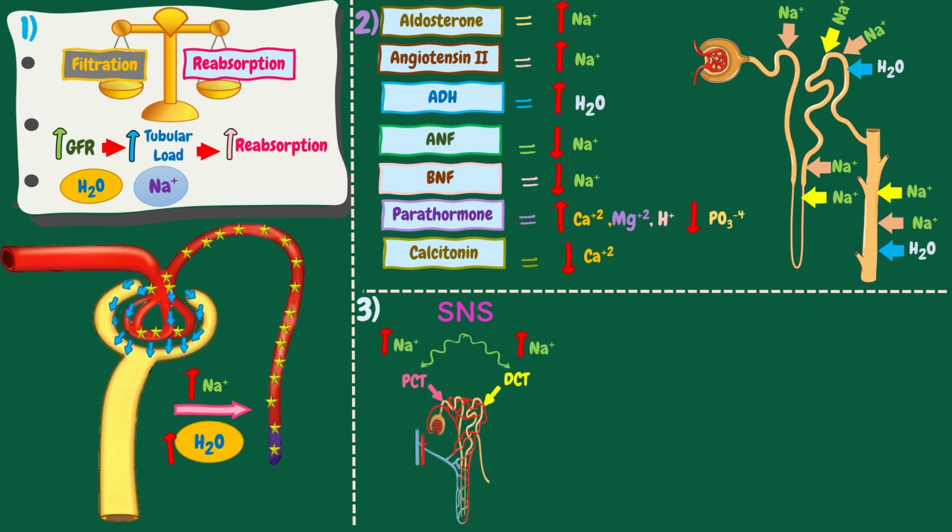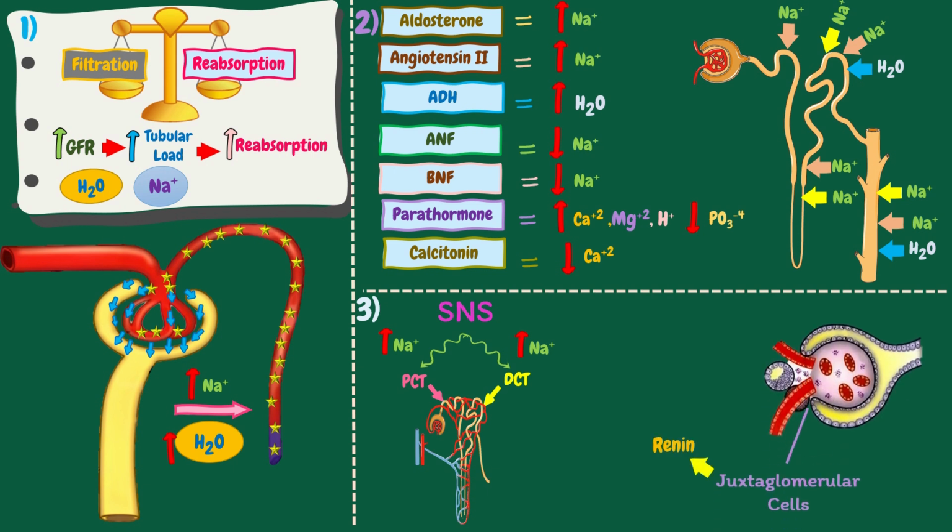Third is the nervous factor. Activation of the sympathetic nervous system increases the tubular reabsorption, particularly of sodium, from renal tubules. It also increases the tubular reabsorption indirectly by stimulating secretion of renin from juxtaglomerular cells. Renin causes formation of angiotensin II, which increases the sodium reabsorption.